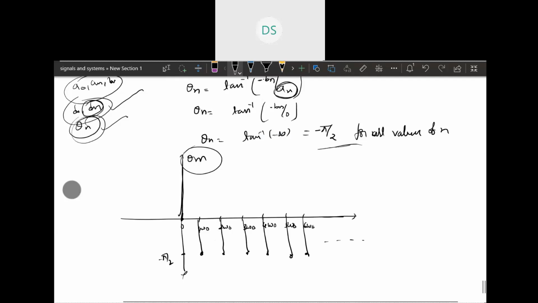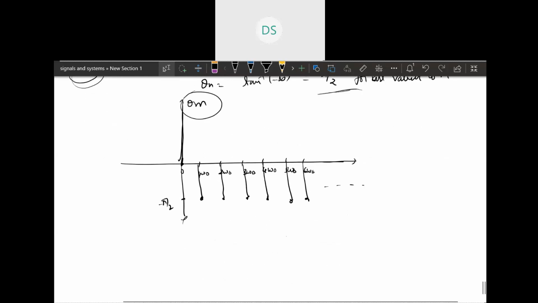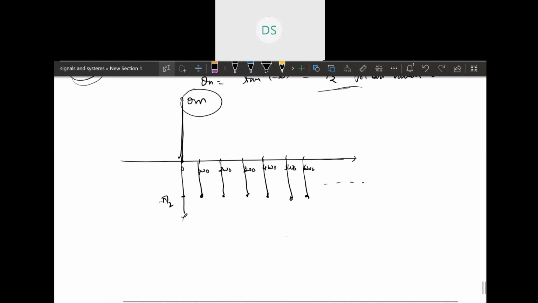They can also ask a question like: find the Fourier series coefficients of the following graph, and also draw the magnitude and phase spectrum of the above example. In that case you have to draw these graphs, the magnitude and phase spectrum.